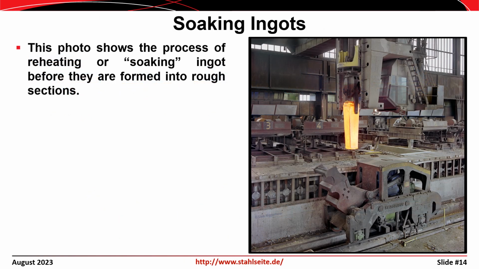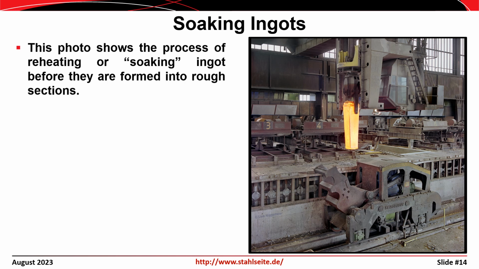So this photo shows an ingot that was reheated after it was cooled. So you took iron from a blast furnace, combined it with alloying elements to form steel. The steel was dumped into an ingot mold to form an ingot that was allowed to solidify. Then the ingot was stripped from the mold and stored.